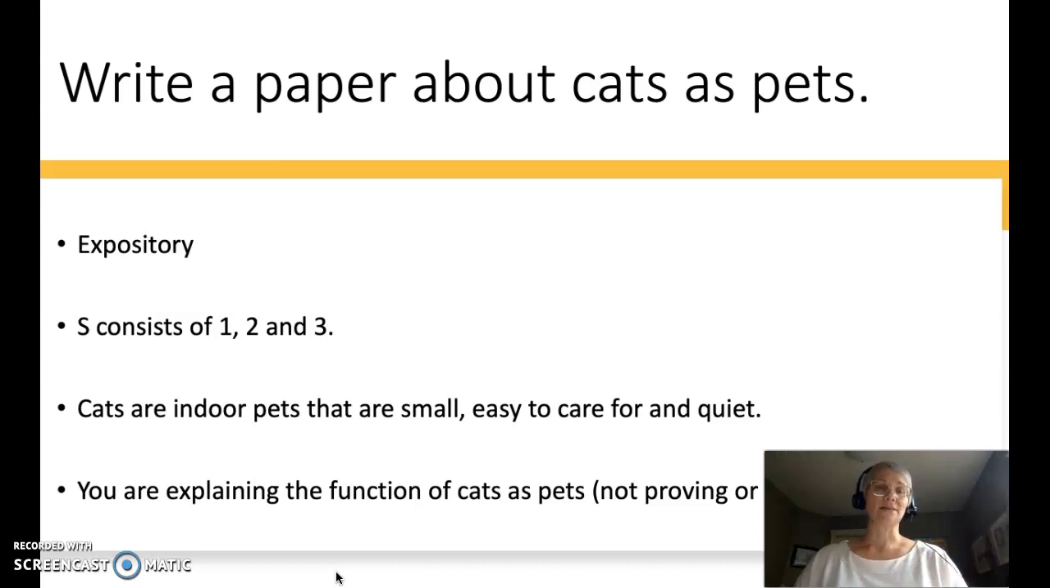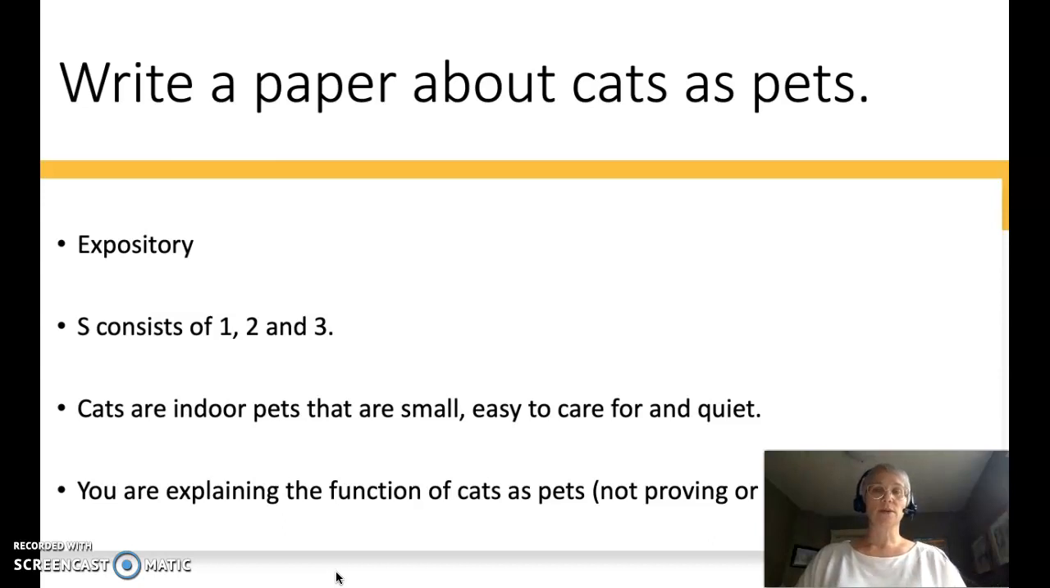So if your task, for example, is to write a paper about cats as pets, you're given, okay, write about cats. Okay, I can write about cats. So I'm writing an expository essay. I'm going to grab the formula S consists of 1, 2, and 3, and I'm going to go through my free writing to see all the research that I did on cats as pets. What 3 categories do I want to talk about? Well, they're small, they're easy to care for, and they're quiet.